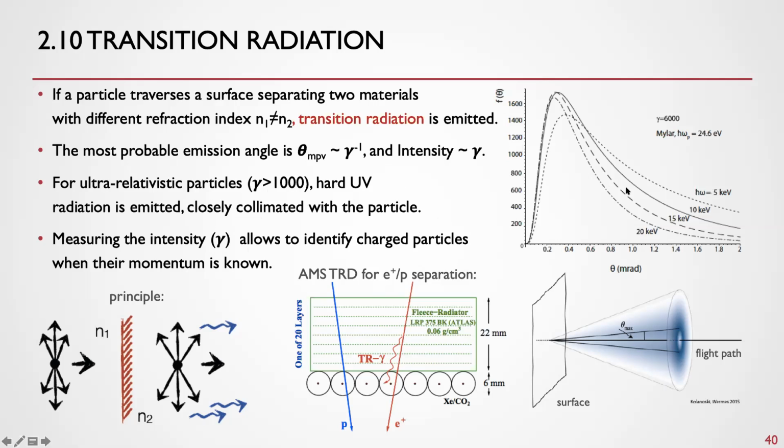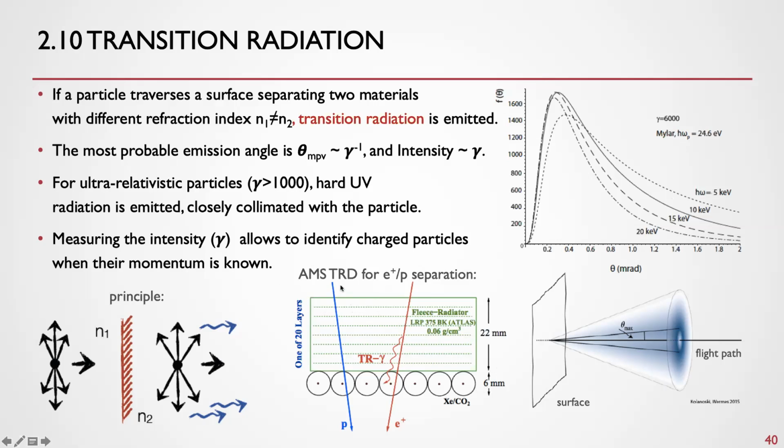The top right plot shows the angular emission profile of transition radiation in mylar foil. This is a fancy word for plastic. So in a plastic foil, it's important that the material must be transparent for the transition radiation that is emitted. There is no use for transition radiation if the material absorbs it. But this can be achieved, for example, with fleece radiators. Fleece is just an amorphous bundle of fibers. Those fibers can be plastic.